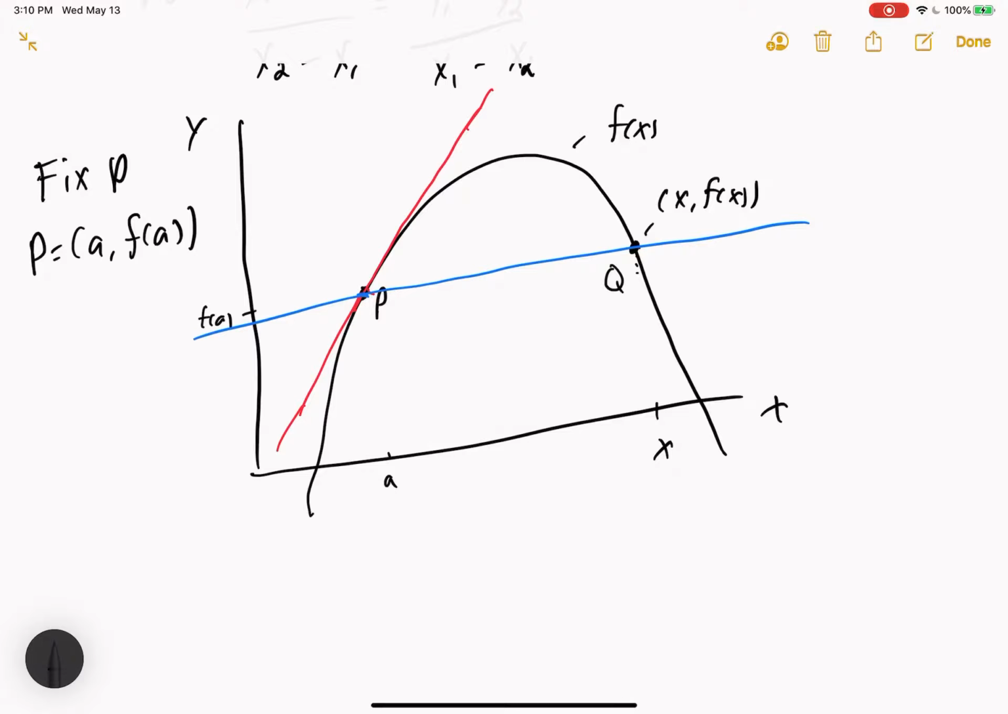The question is, what we want to observe is what happens if we move Q right here? Or what if we move Q right here? And what would happen if we just keep on moving Q closer and closer to P?